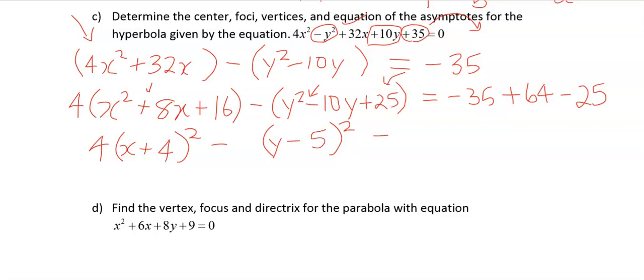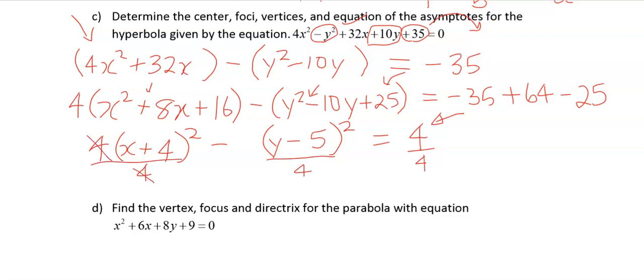And then you write equals. Over on the right side, let me see. You could just grab a calculator and type those numbers in if you like. And I'm pretty sure you're just going to get 4. Negative 35 plus 64 minus 25. We're almost done. Not quite, though, because the 4, remember, for a hyperbola, that should be a 1, shouldn't it? So you divide everything by 4, everything by 4, everything by 4.